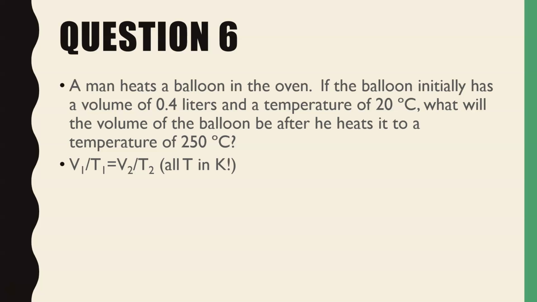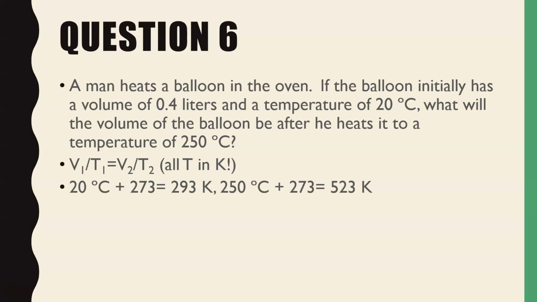Somewhere you may have gone wrong is remember in all gas law problems, temperatures need to be in Kelvin. So my first step is to convert my Celsius temperatures to Kelvin. And I do that by adding 273 to both. So now instead of 20 degrees Celsius, I have 293 Kelvin. And instead of 250 Celsius, I have 523 Kelvin.